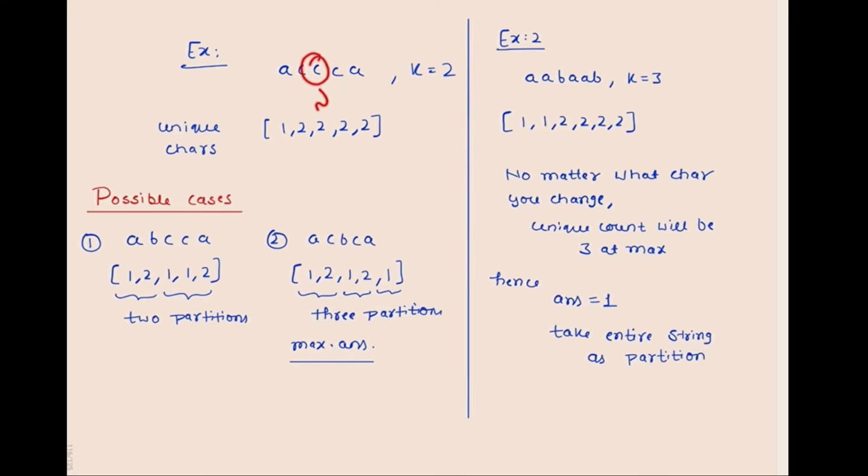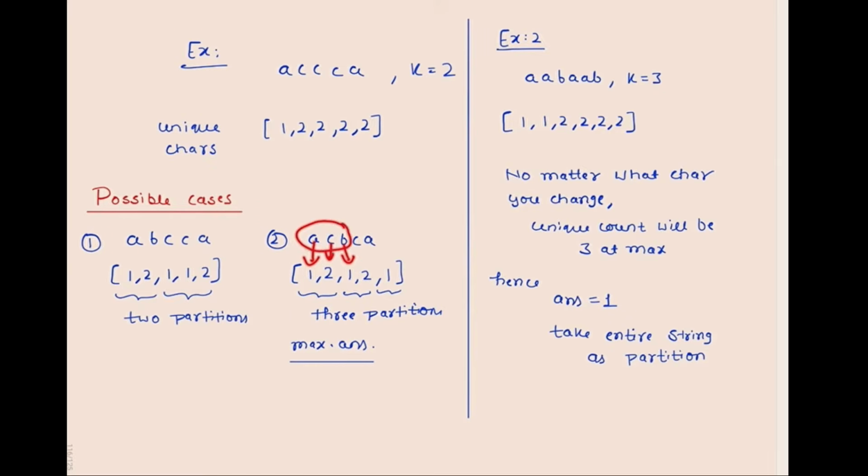So let's say we change this character to something else, it doesn't matter, we can change it to Z or X, whatever. Let's say we change this character to B, then how will our count change? Let's see. For A it is 1, for C it is 2. As soon as we go to B, our count will be 3.